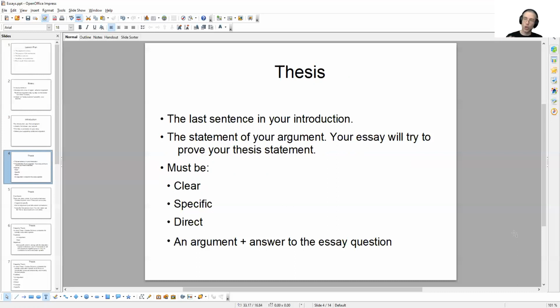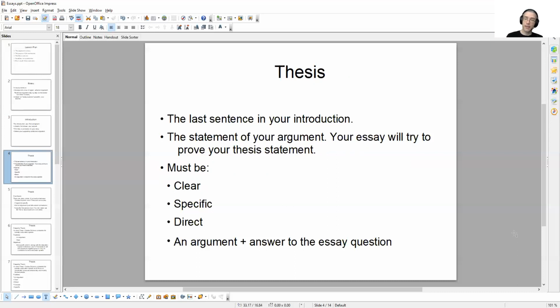So don't circle around the argument. You want to state it as directly and as concisely as possible. Use as few words as are necessary to convey the totality of your argument. And then lastly, it has to be an argument and not an observation. It has to be an argument and not a fact. In answering the essay question, you have to stake a claim.